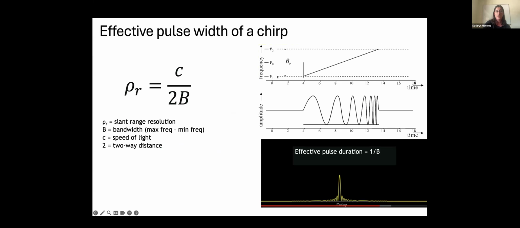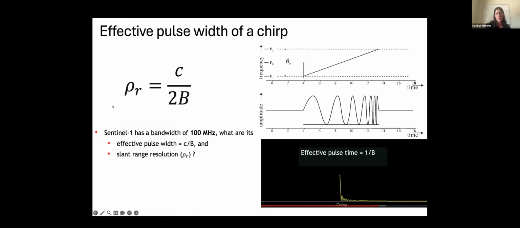As it turns out, the bandwidth can be related to the slant resolution because the larger it sweeps, the more the sensor on the return side can distinguish one pixel from another by catching different chirps as they return. So the slant range resolution is determined by the bandwidth, the max frequency minus the minimum frequency, and the speed of light, and the 2 is for the two-way travel distance. So this is the resolution in range, specifically in slant range.